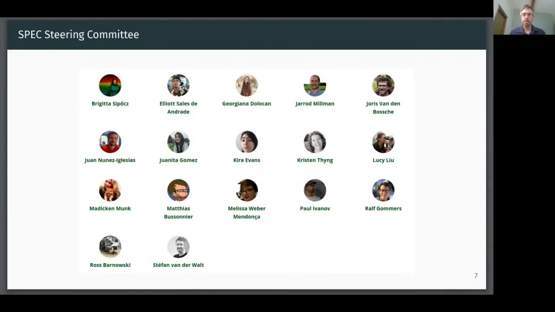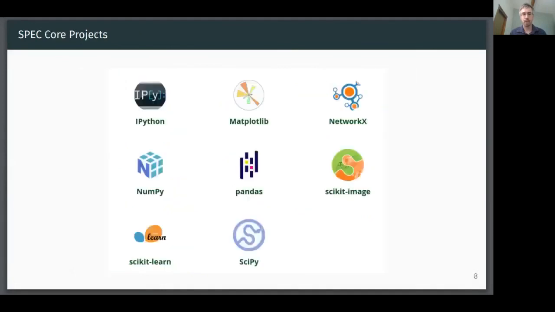These are the current members of the committee who have volunteered their time to facilitate the SPEC process. It should be noted that the emphasis is specifically on facilitation rather than gatekeeping. And again, the SPECs will derive their authority from endorsement by projects in the ecosystem. We also thank these core projects who have agreed to serve as the initial SPEC endorsers.